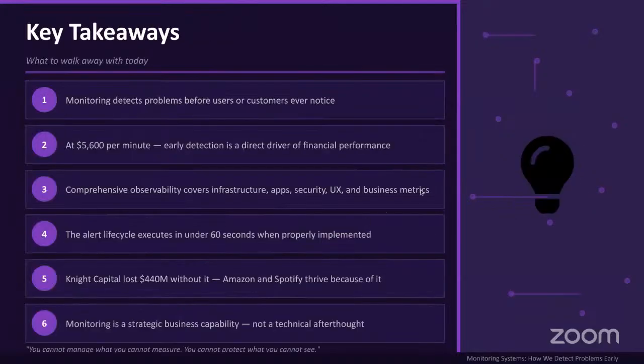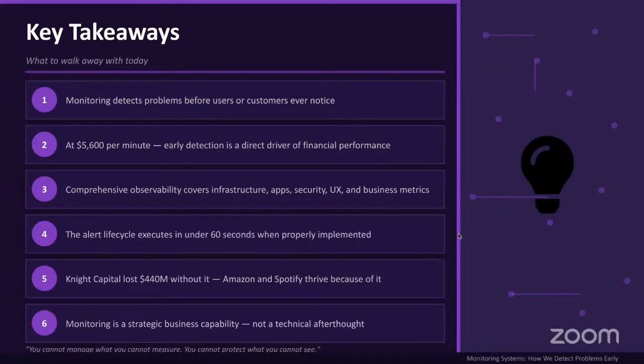So now we have the key takeaways. To summarize everything, monitoring helps us detect problems before users notice them. Downtime is very expensive at $5,600 per minute. Early detection is a direct driver of financial performance. Comprehensive observability covers infrastructure, apps, security, UX, and business metrics.